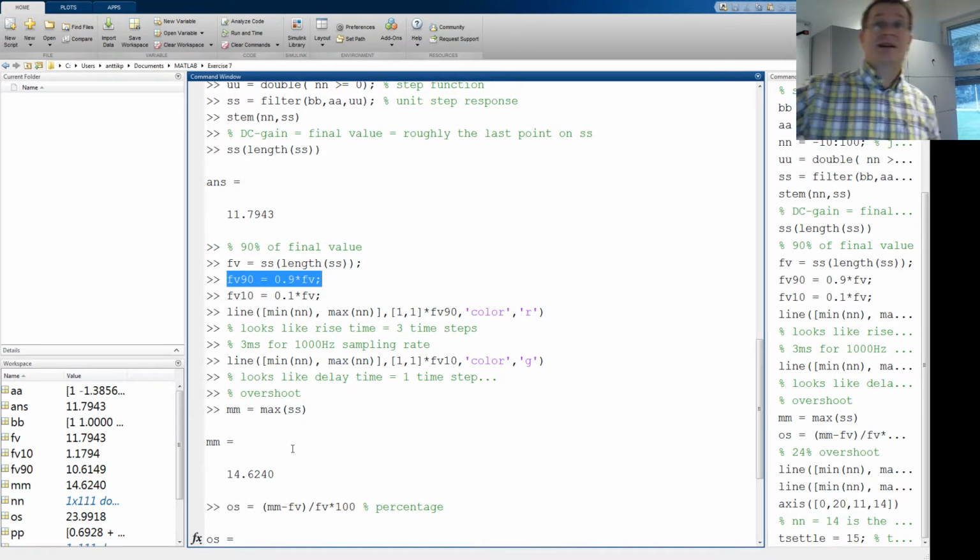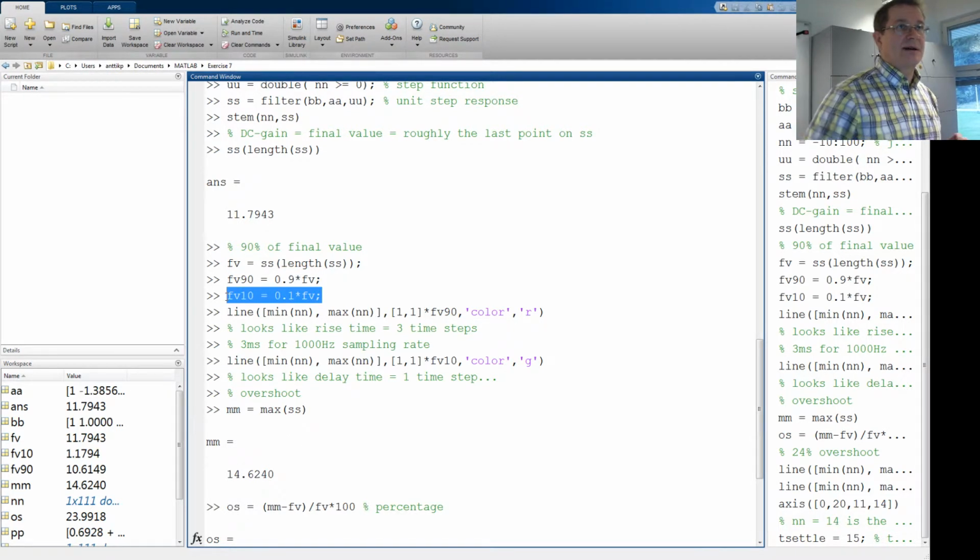It doesn't matter if it's 90% or 90.1% for the rise time. It's still the same. It's a discrete time system, so it still is basically the next value where the signal has risen to that 90%. Then the delay time is defined as when the signal reaches 10% of the final value.